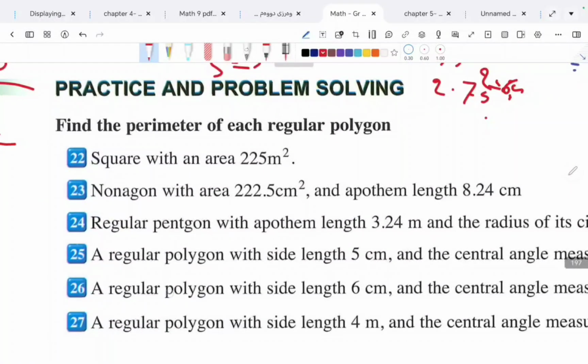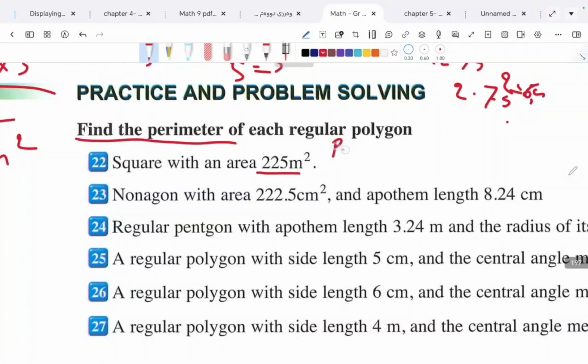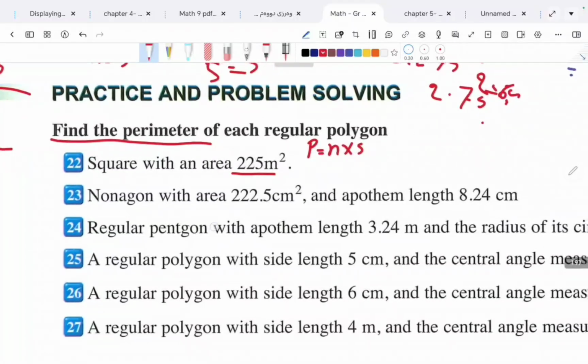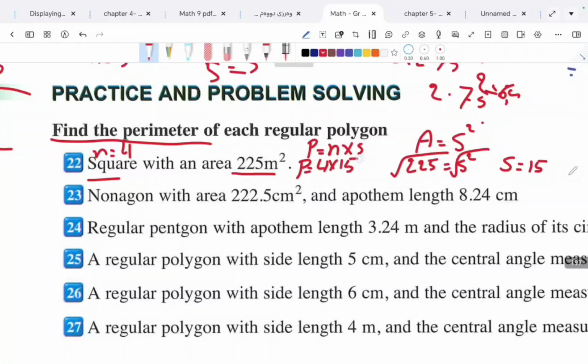Question 22. Again, they ask for what? Find the perimeter. Square with an area 225. As I told you, perimeter equals n times s. We have n, which equals 4, but we don't have s. By using the area, can I find the side? Yes. Area equals s power 2. Area is given, 225 equals s power 2. Take the square root of each side. S equals what? S equals 15. And we have 4 as n, so P equals 4 times 15. P equals 60 meters.